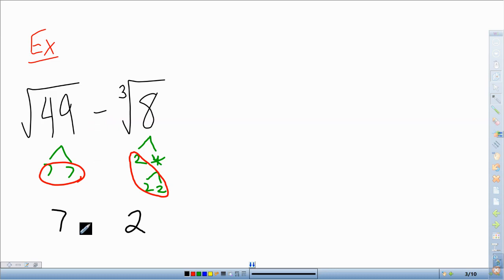All right, and they're being subtracted. We completely eliminated the radicals, so we can actually do this final math. 7 minus 2 is 5. Okay, so just kind of interesting. The square root of 49 minus the cube root of 8 is 5. All right, so sometimes your problems work out that clean. That's what's kind of fun about these.